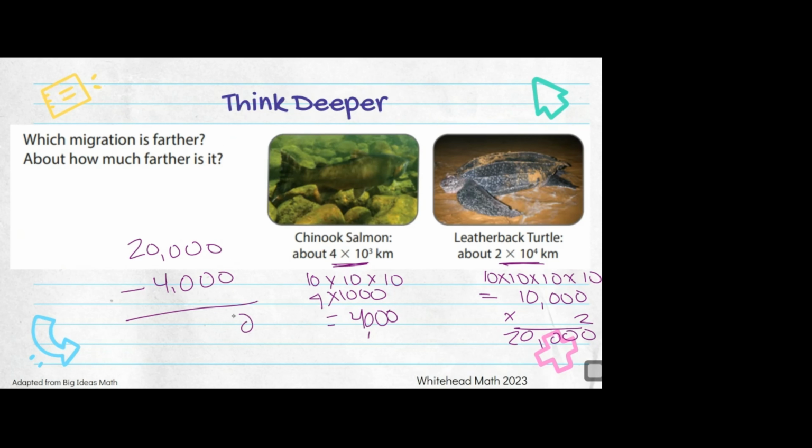Okay, so we have 0, 0, 0. Okay, we're going to borrow here. 10 minus 4 is 6, and we have 1. Okay, 16,000. So which migration is farther? The leatherback turtles. And about how much farther is it? 16,000.